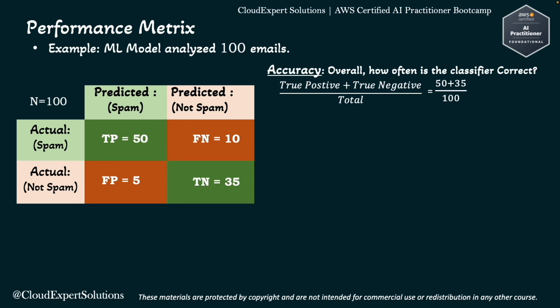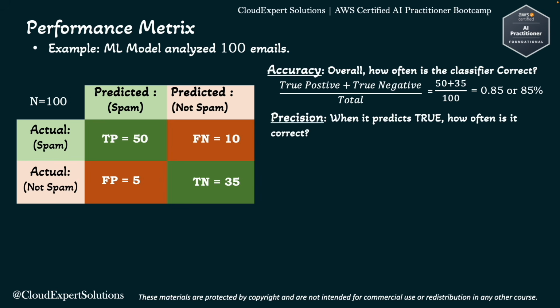For our example, we have 50 true positive and 35 true negative, and the total count or the total email is 100. That is why 85 over 100 or 85%. That means the model's accuracy is 85%.